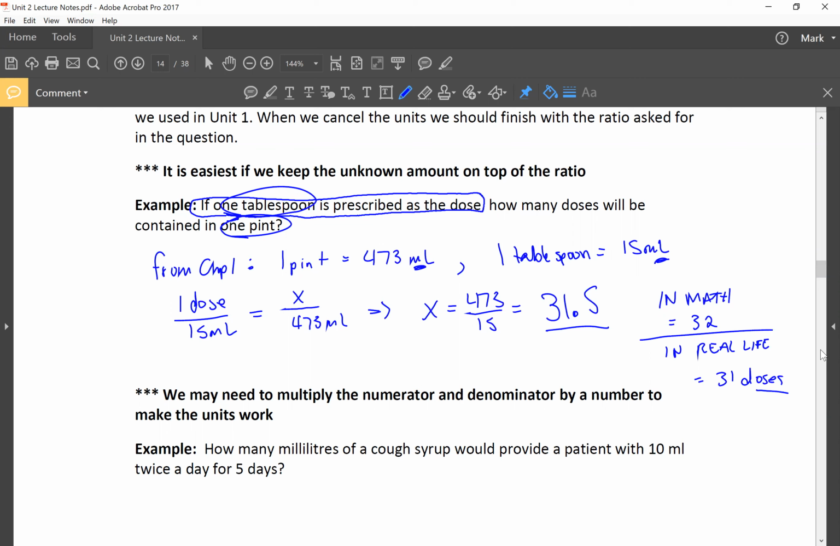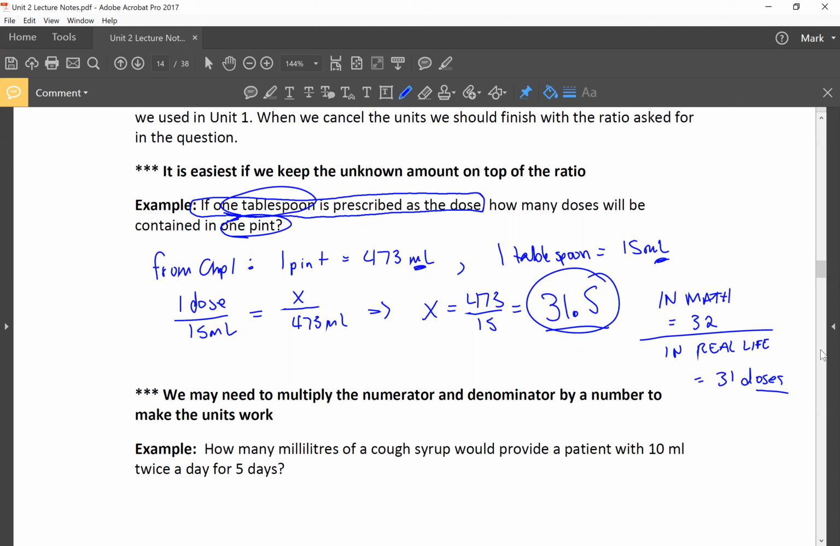And again, I want to explain that if you had, oh no, I shouldn't talk about food. I'm always tempted to go with food. But if you had 31 and a half things, you only have 31 full things. So 31 and a half doses, you only have 31 full doses.